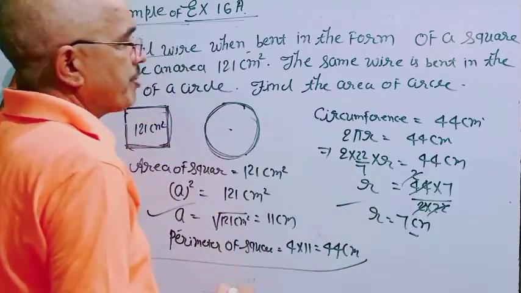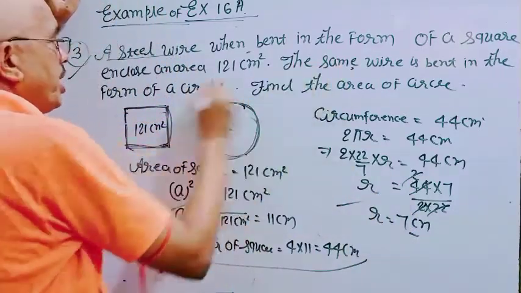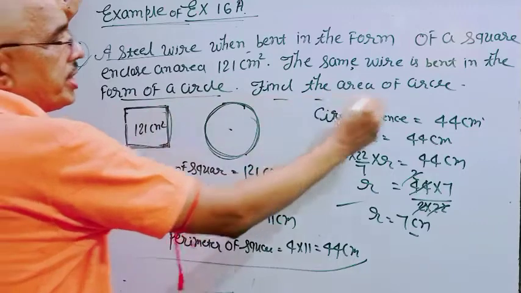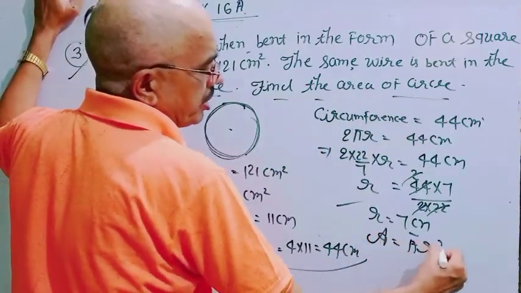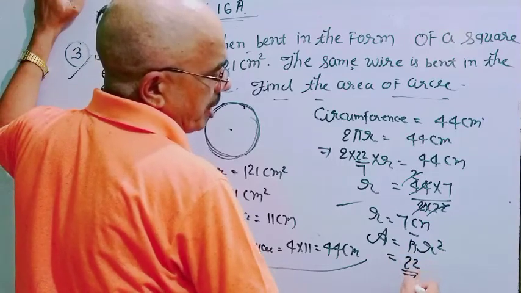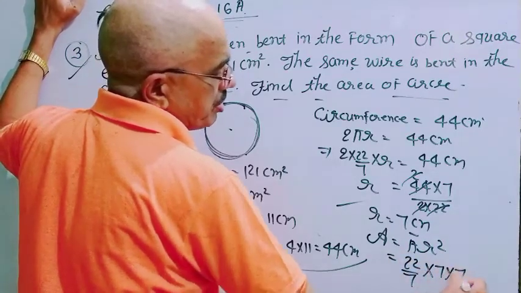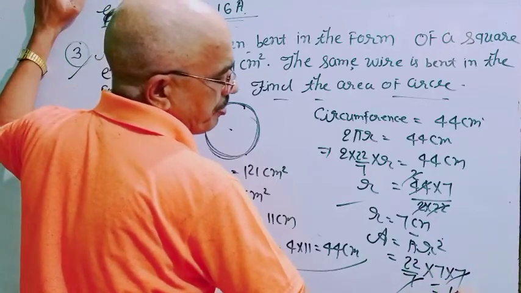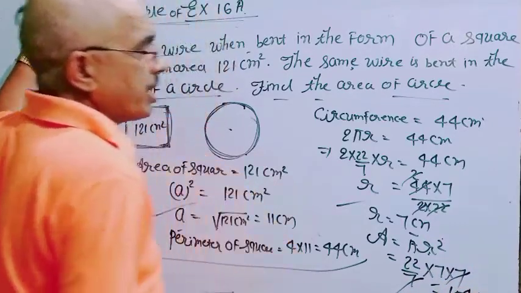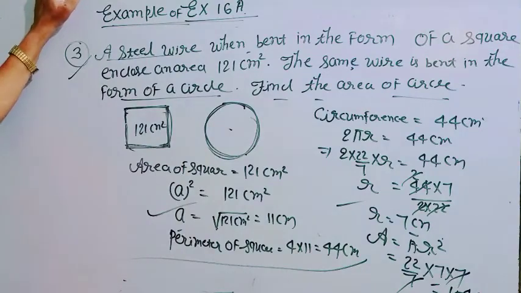If r is equal to 7, the other question is what is the area of the circle? The area is equal to πr². So we write 22 by 7 into 7 into 7, because r is squared. The 7 cancels, and we get 154 cm² as the area of the circle.